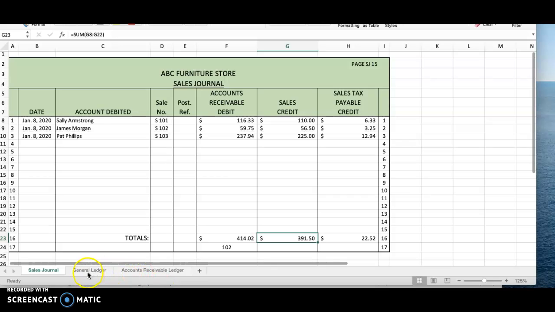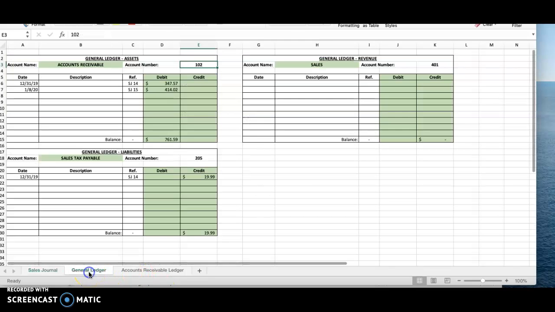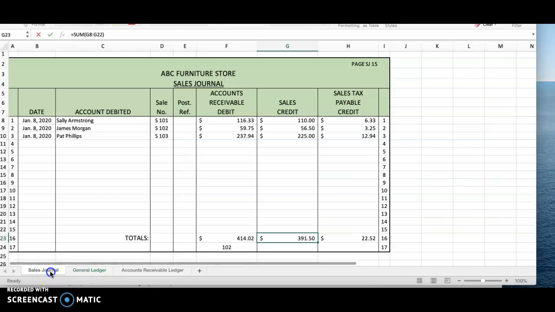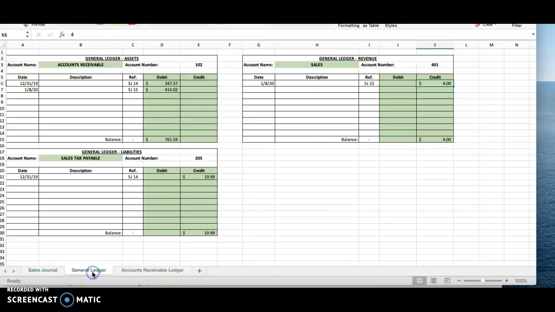Sales is credited, it increases. We go to the revenue section, and we find sales, and we put the date, as we always do, the posting reference, and the credit. I better check the credit to get it right. $391.50. And the account number is 401.